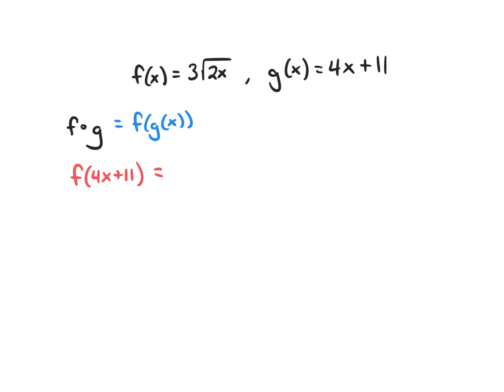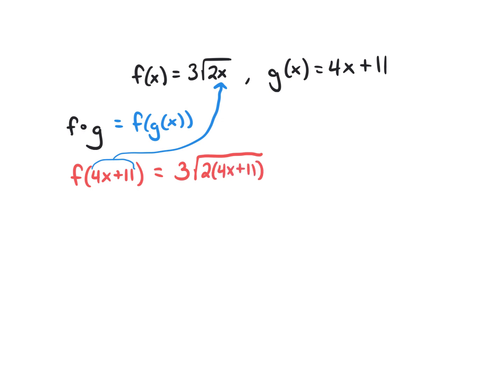What do I do from here? I'm going to plug it in where? It's an x inside the f function, right? I'm going to substitute 4x plus 11 in for x. So this turns into 3 times the square root of 2 times, what do I do next? Plus 4, or times 4. Yep. X plus 11. Good.